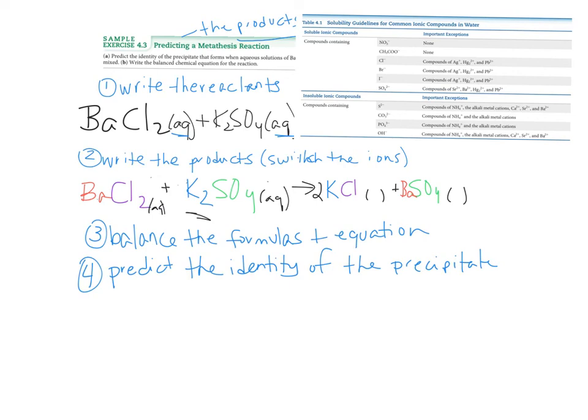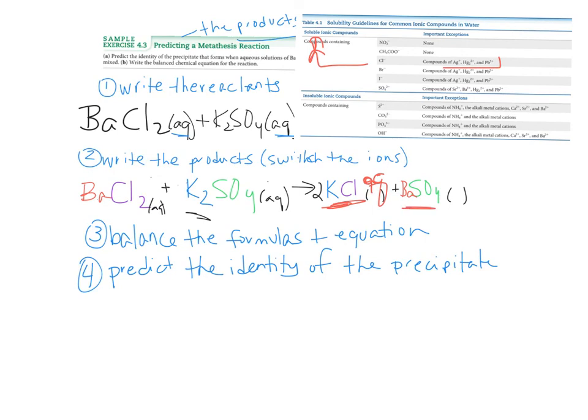So let's look. Is potassium chloride going to be a solid or an aqueous solution? We're looking for potassium or chloride. Well, I find chloride here, and it tells me that chlorides will always be soluble unless they contain silver, mercury, or lead. There's no silver, mercury, or lead here. This is potassium. So this is going to be a soluble compound, which means it's aqueous. That's an A, and that's a Q. So that is not a precipitate.